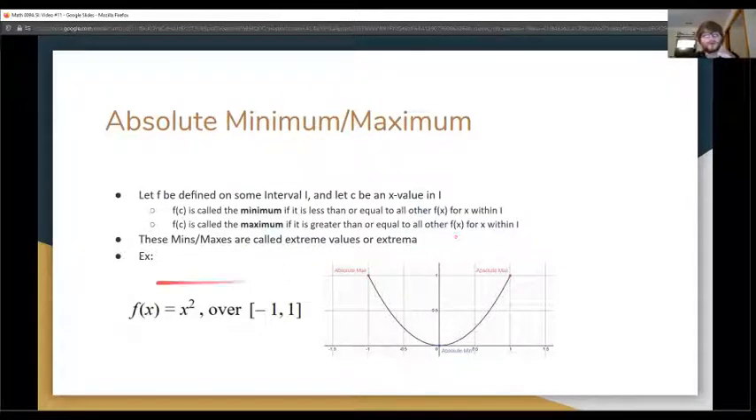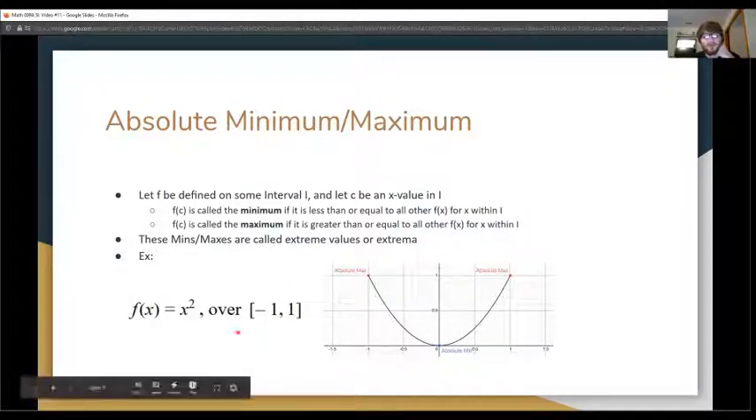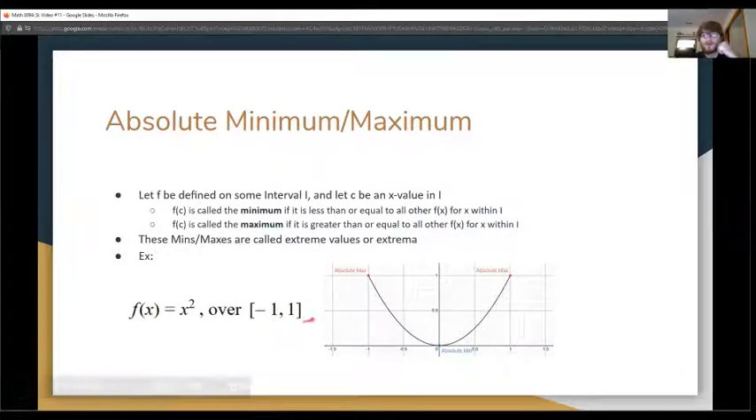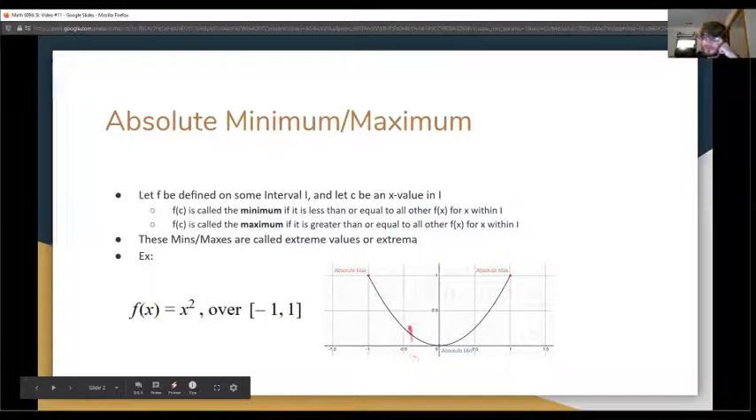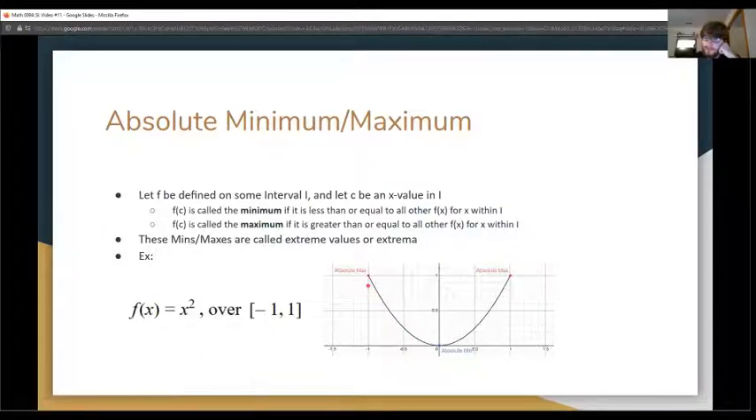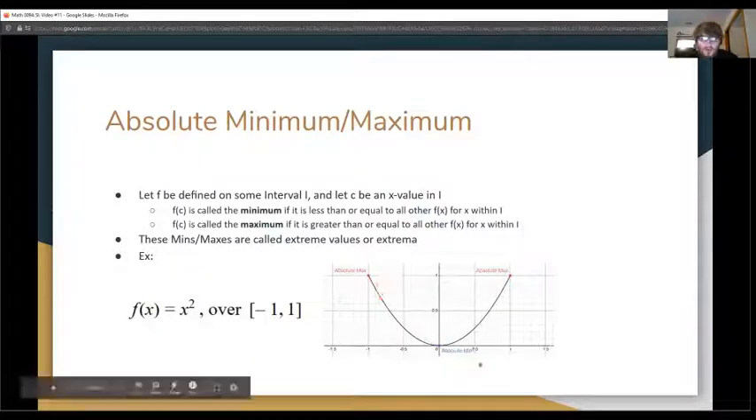So for example, we have f of x equals x squared over the closed interval -1 to 1. Here we have two absolute maxes and one absolute min. An absolute max at x equals -1 and an absolute max at x equals 1. We can have two absolute maxes because both of them have the same max value, which is just 1. And then our absolute min is at x equals 0 with the minimum value being 0.